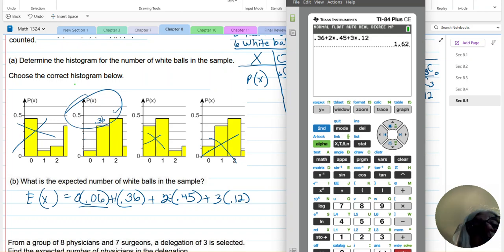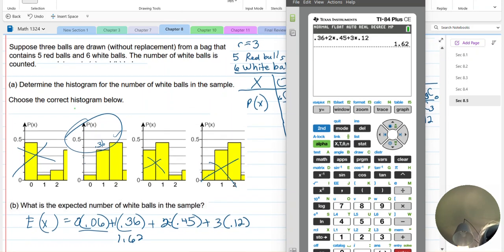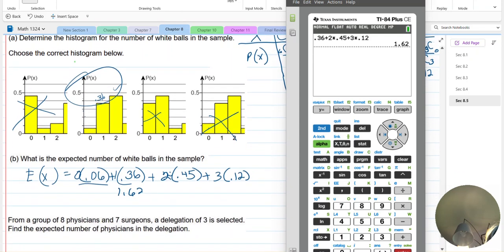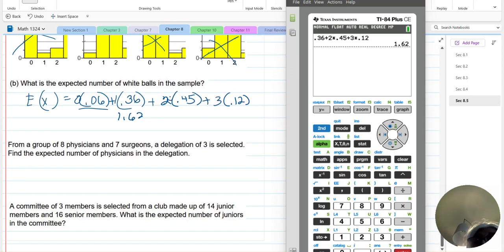Let's see if I got the math right. Oh, problem out. 1, 2. So that is correct. Right. I entered everything right.